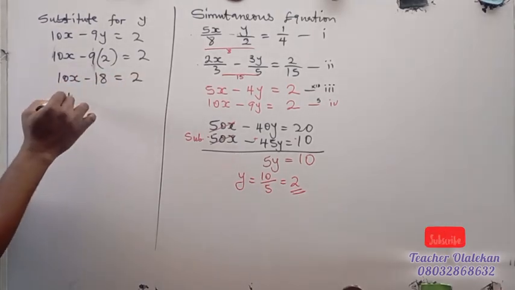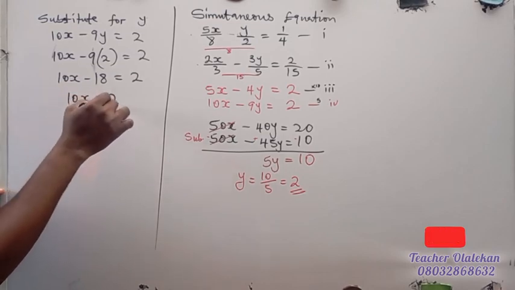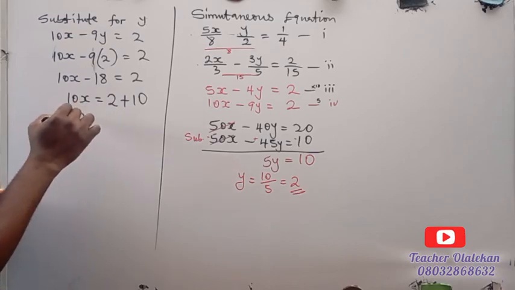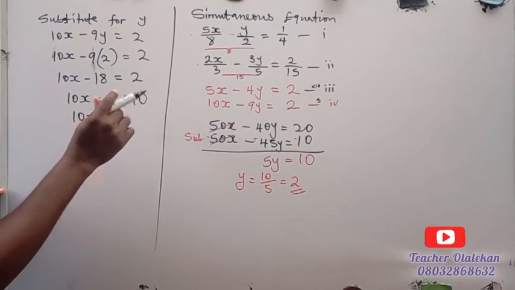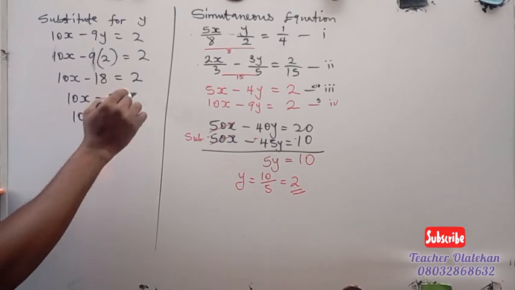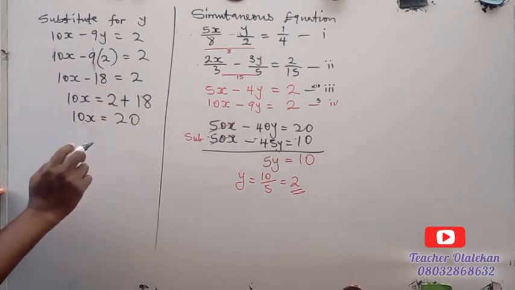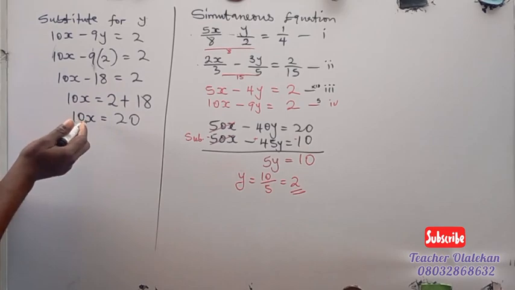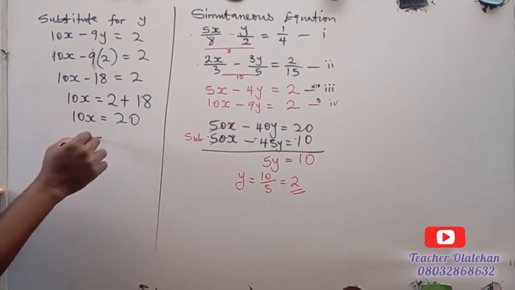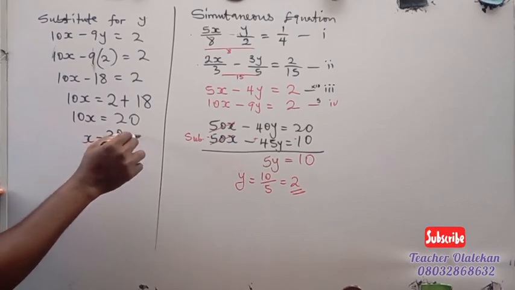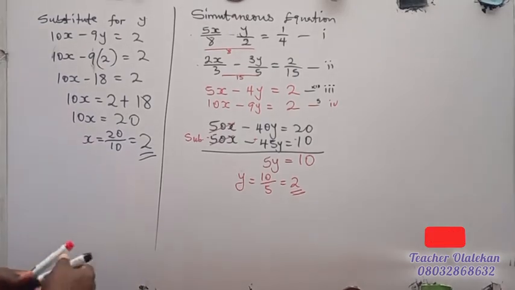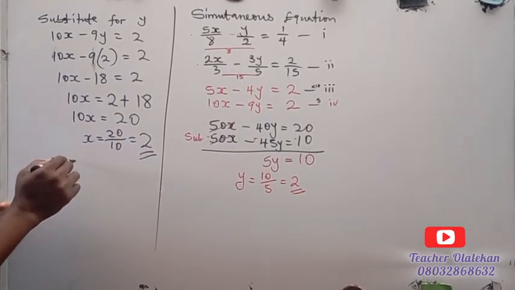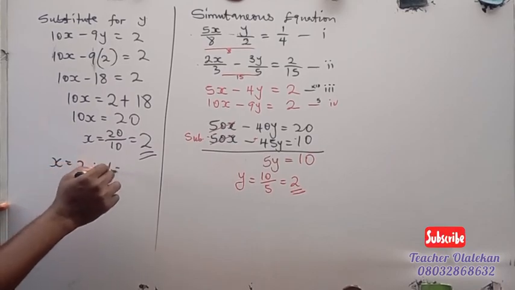We collect the like terms, that's 10x will be equal to 2 plus 18. So 10x is equal to 20, and we divide both sides by the coefficient of x, which is 10. So x will be equal to 20 divided by 10, and x is equal to 2. As you have seen now, our x is 2 and our y is 2, meaning that x is equal to 2 and y is equal to 2.